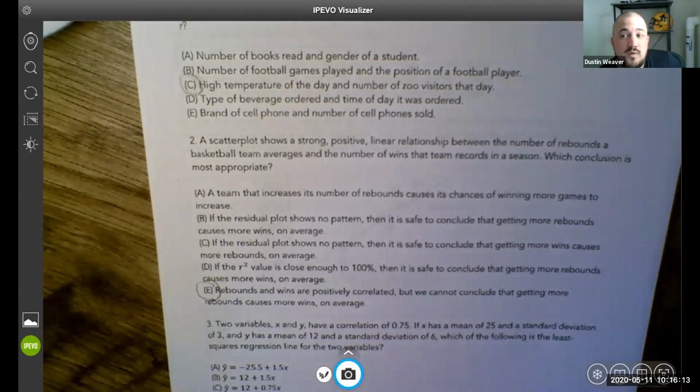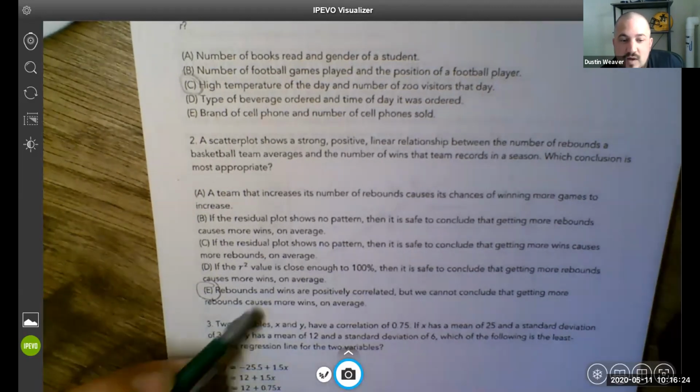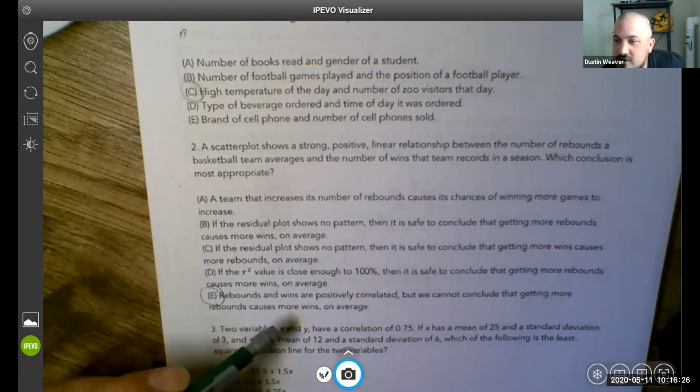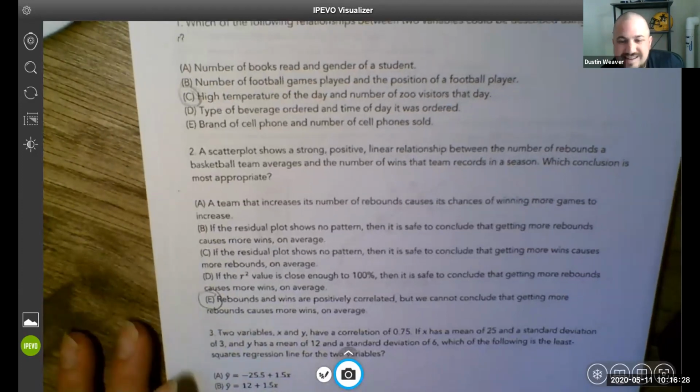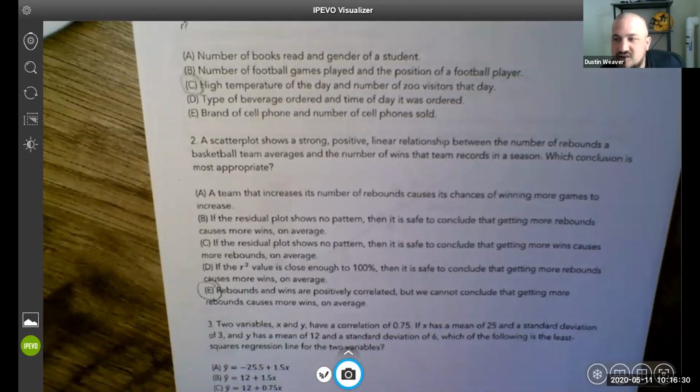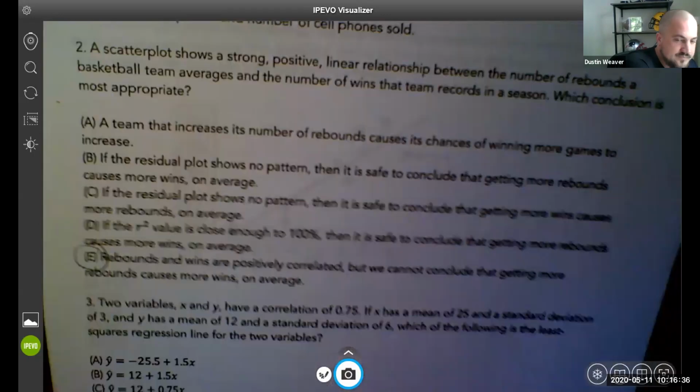We don't know that getting more rebounds actually causes them to get more wins, or if it's something else, right? It could be the fact that they shoot better or that they play better defense. So rebounds and wins, we know have a positive correlation. We know there's a relationship there, but we cannot conclude that getting more rebounds actually causes more wins to happen on average. Okay, so let's go to number 3.